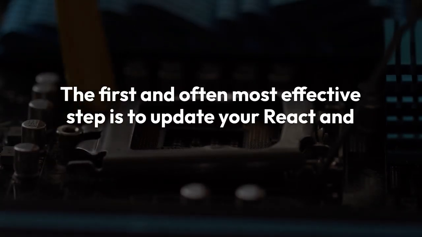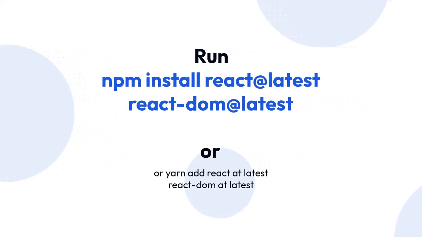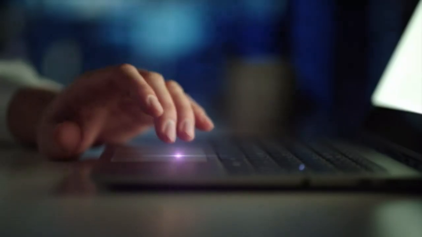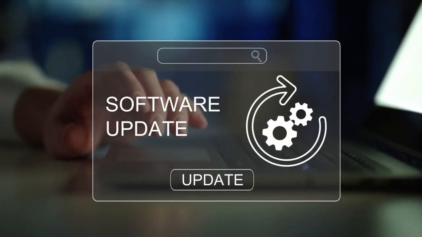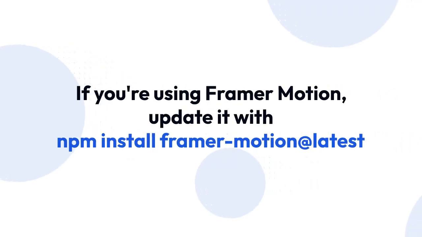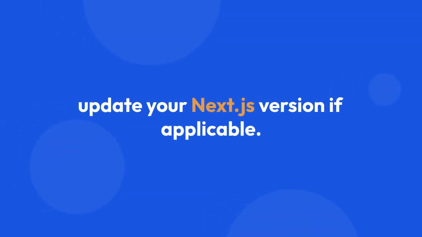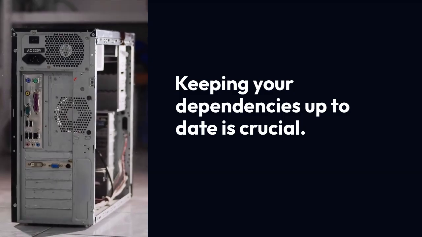Let's get to the solutions. The first and often most effective step is to update your React and React DOM packages. Run npm install react@latest react-dom@latest or yarn add react@latest react-dom@latest. Always ensure both packages are on the same, latest stable version to prevent compatibility issues. Next, update any other related packages that might be causing the conflict. If you're using Framer Motion, update it with npm install framer-motion@latest. Similarly, update your Next.js version if applicable. Keeping your dependencies up to date is crucial.